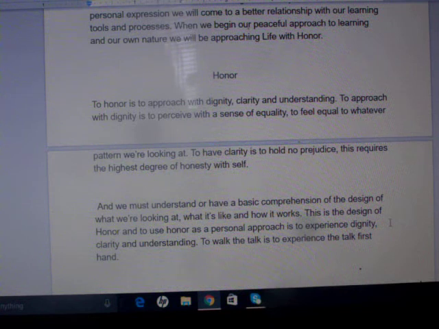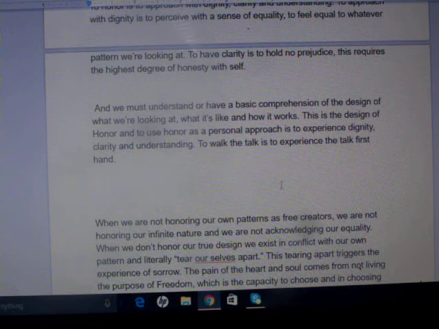To honor is to approach with dignity, clarity, and understanding. To approach with dignity is to perceive with a sense of equality, to feel equal to whatever pattern we're looking at. To have clarity is to hold no prejudice. This requires the highest degree of honesty with self. And we must understand, or have a basic comprehension of the design that we're looking at, what it's like and how it works.